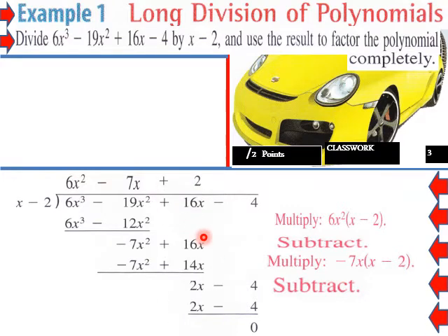And then, so where's our 2 at? There it is. So we multiply 2 times x minus 2. We get 2x minus 4. Change signs and add. And then these cancel each other out. So we have a remainder of 0. So we know x minus 2 is a factor of this polynomial up here.